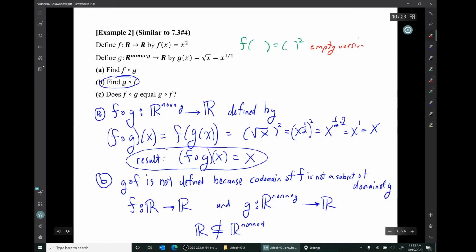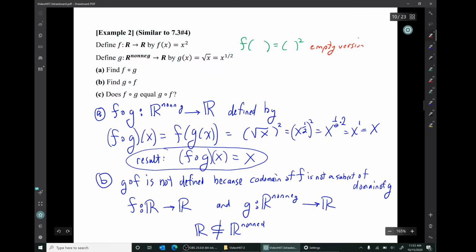What I'm getting at is we have to be careful about the way that we define our functions, the way that we write not only the function formulas, but also the function diagrams, the arrow diagrams that include the domain and codomain.